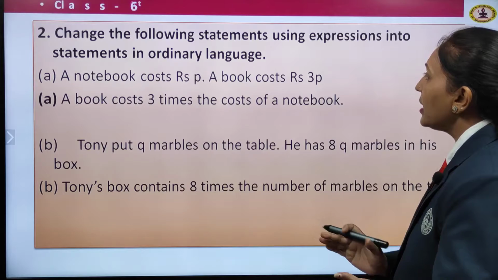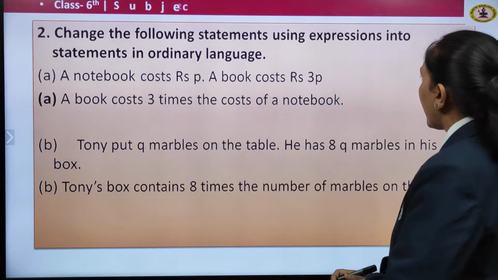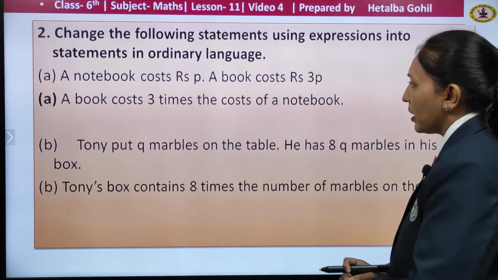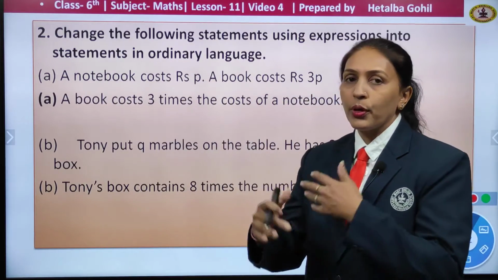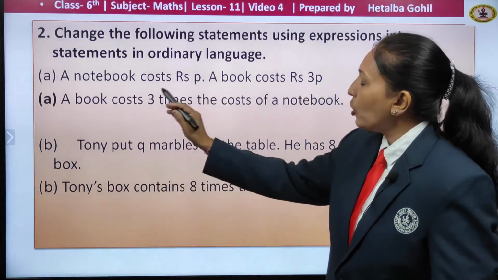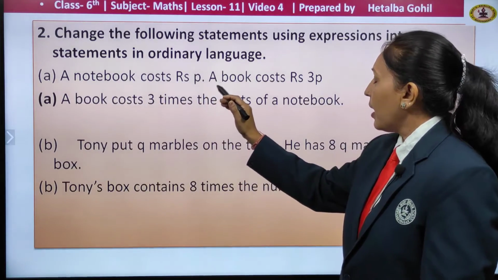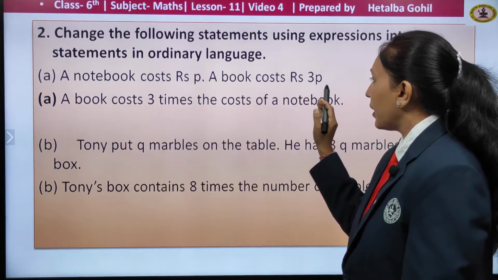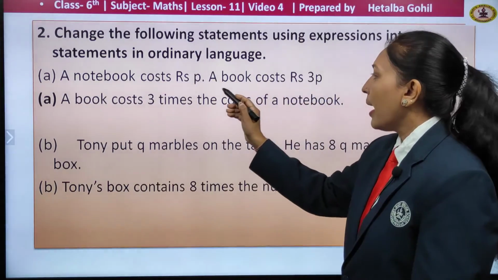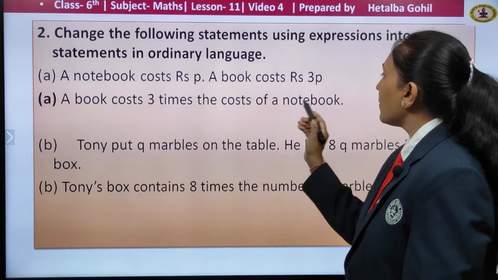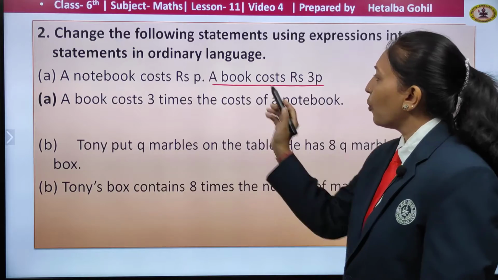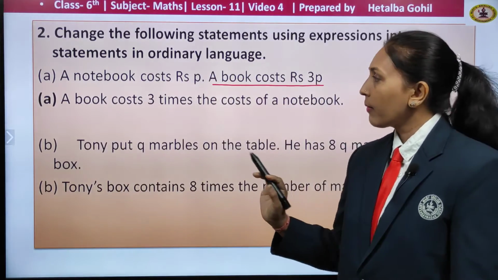Now, change the following statements using expressions into statements in ordinary language. The condition given to you, you have to use in a simpler form, the way you can understand. A notebook costs rupees P. A book costs rupees 3P. If I want to put it in simple language, children, I will write that a book costs 3 times the cost of a notebook. Both things are covered in it.